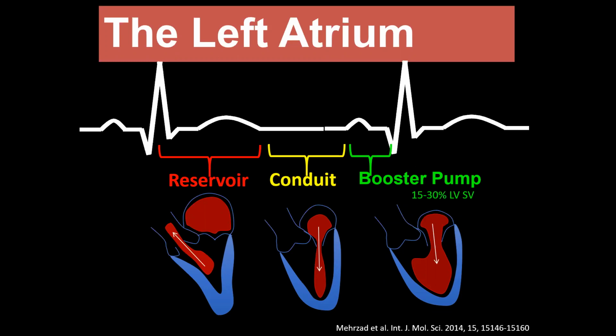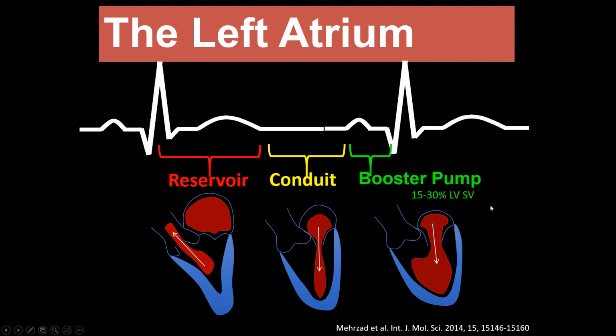The cycle of left atrial function has really three components: the reservoir phase, where the mitral valve is closed and blood is coming into the left atrium through the pulmonary veins, and the left atrium is expanding. The conduit phase, where the mitral valve opens and blood coming in from the pulmonary veins goes straight through to the left ventricle, so the left atrium is acting as a conduit. And finally, in patients with sinus rhythm, the booster pump function of the left atrium.